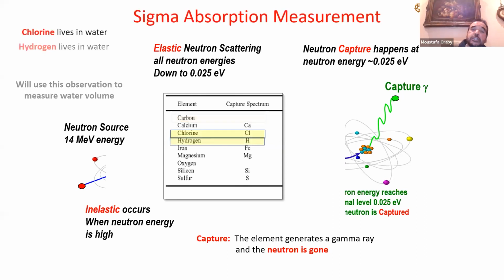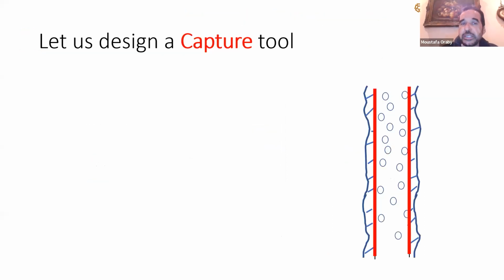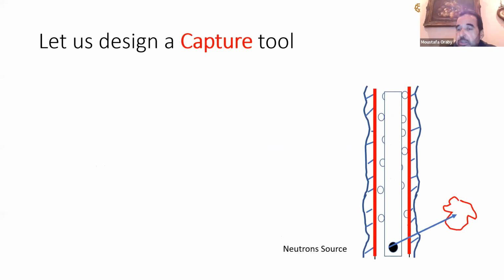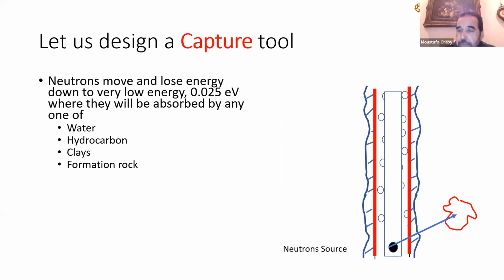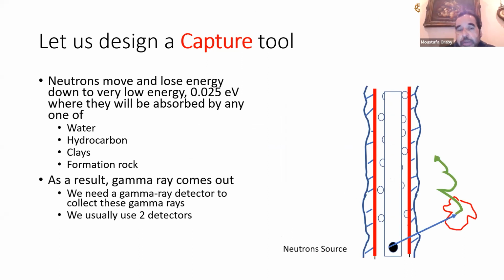So let's just design a tool in this case. The tool is very simple. I will go for a neutron source, high energy, and will allow the neutron to come out and make collisions with all these elements. Then, until the neutron energy goes very, very low, it will generate a gamma ray. Then I will collect the gamma ray. I will use two detectors, a near gamma ray detector and a far gamma ray detector. It's not a neutron detector, it's a gamma ray detector, because I need to detect the capture gamma. So near gamma ray capture and far gamma ray capture.